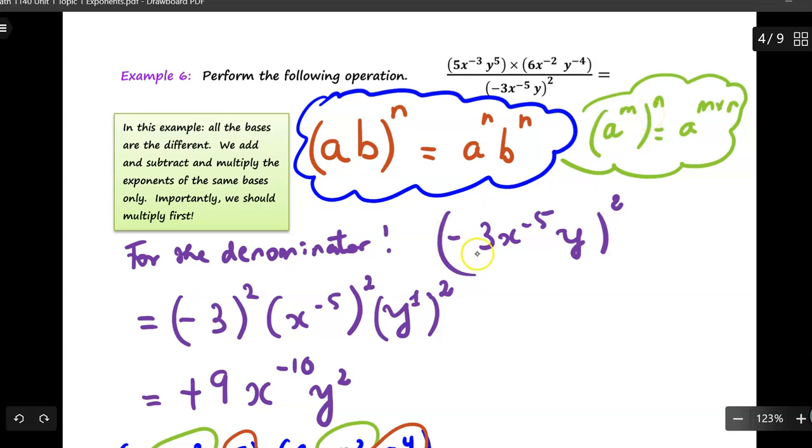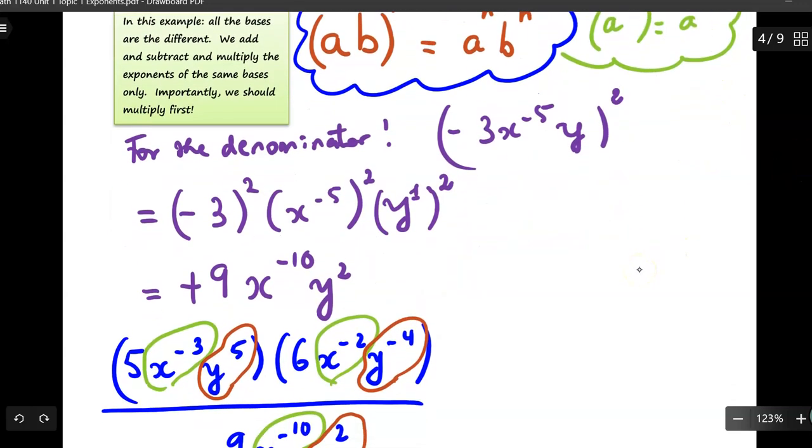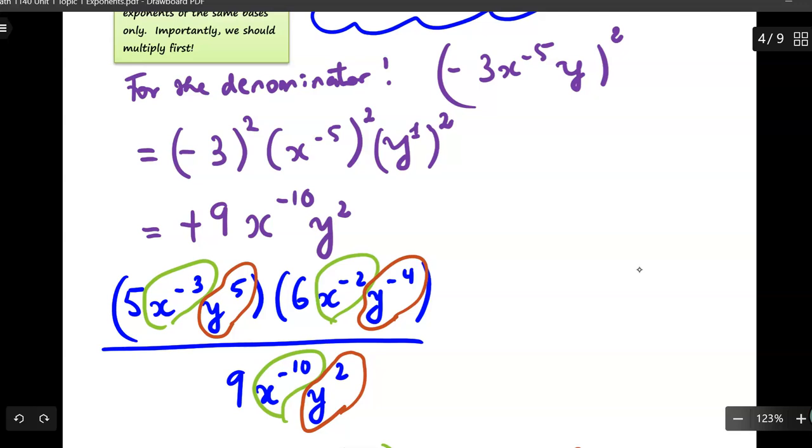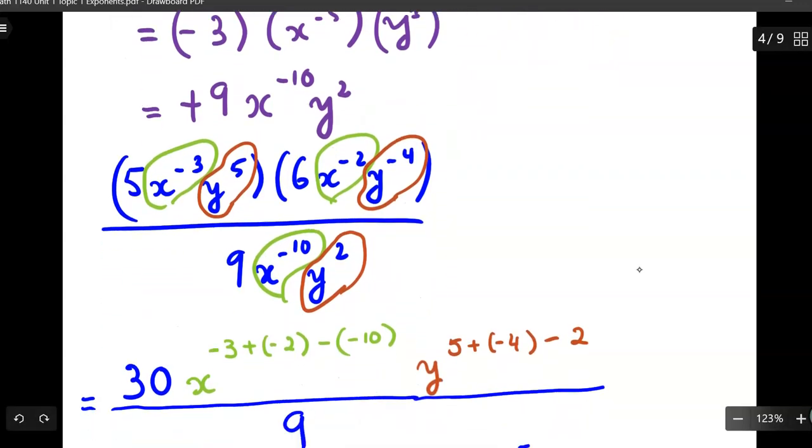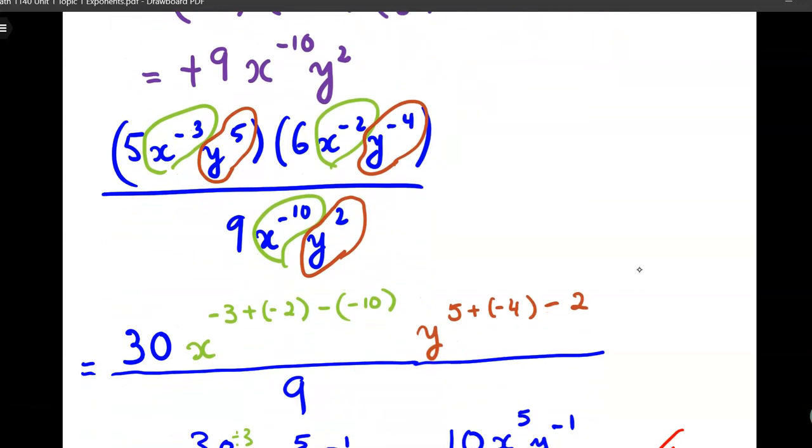So negative 3 raised to the exponent 2. This term raised to the exponent 5 also has to be raised to the 2. Y to the exponent 1 by itself here, right? And raised to the exponent 2. After I perform this operation, I got positive 9 x raised to the negative 10 y squared. And then I put them all together like this.